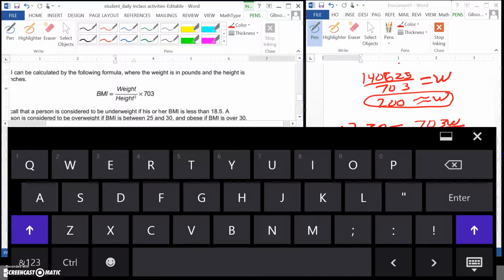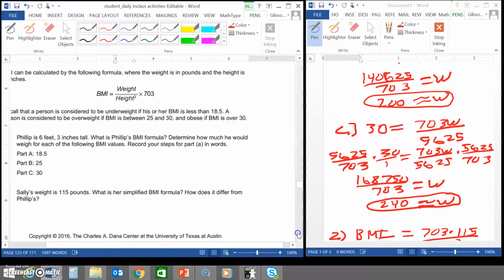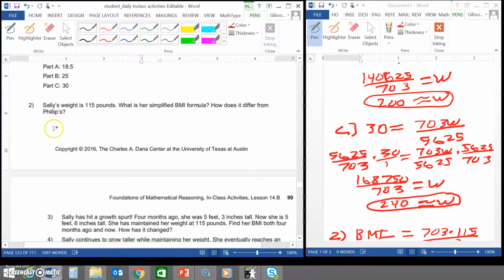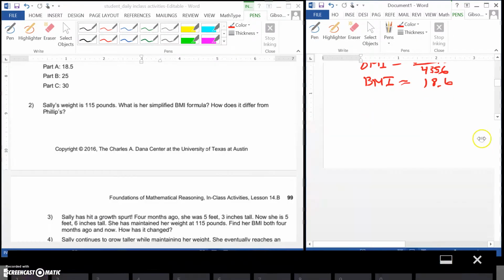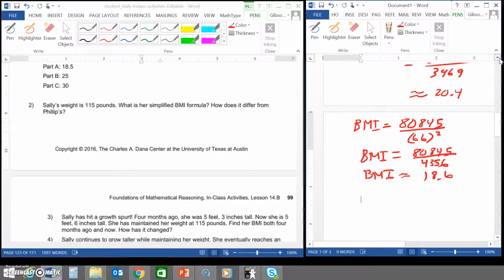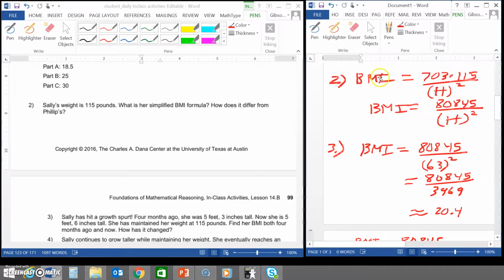Now we move on here. We go here to the next problem. It says Sally's weight is 115 pounds. What is her simplified BMI formula? How does it differ from Phillip's? So I have number 2 over here. So we would take 703 and multiply by 115, and then divide by the height squared.